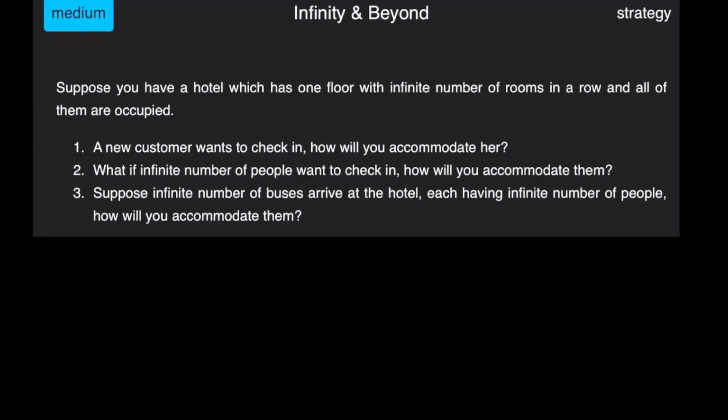Today we're doing another Brainstellar Quant puzzle. This one is called Infinity and Beyond. It's a medium problem. And just to give you guys a heads up, I myself didn't really like this problem. I feel like it's failing to really ask the person what it's trying to ask. So yeah, that's my view on the problem.